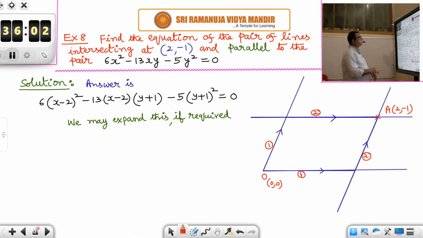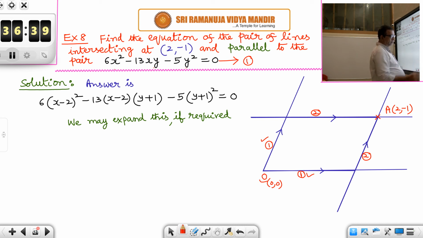Okay. Let us see the next example, number 8. Find the equation of the pair of lines intersecting at 2 comma minus 1 and parallel to the pair 6x square minus 13xy minus 5y square is equal to 0. This pair of lines 6x square minus 13xy minus 5y square is equal to 0 is a pair of lines passing through the origin. It is represented by these lines in the diagram. Okay, blue lines. This line and this line.